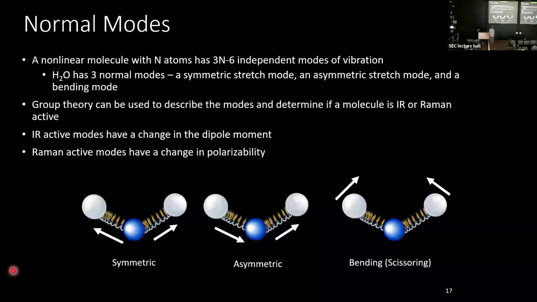All right, so how do these actually vibrate? Once we do the simple harmonic oscillator, we can have what are called the normal modes and calculate how things are going to vibrate.